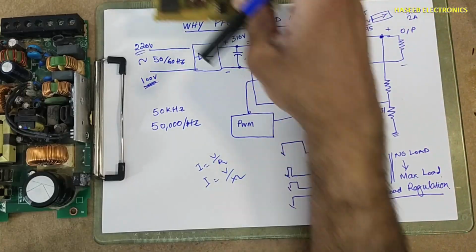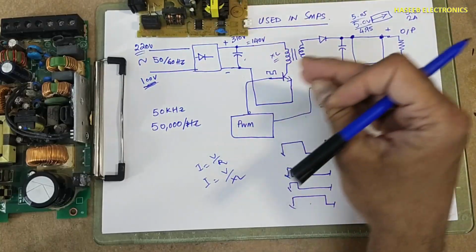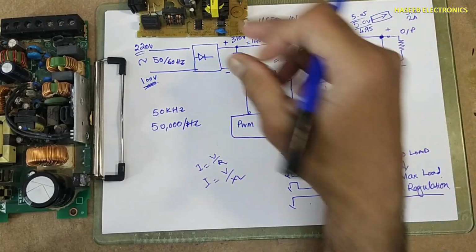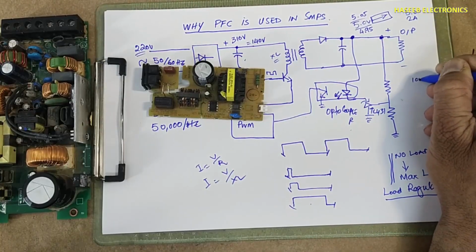This is the flyback technique. It is used for low power loads. 5 volt at 2 ampere means 10 watt.